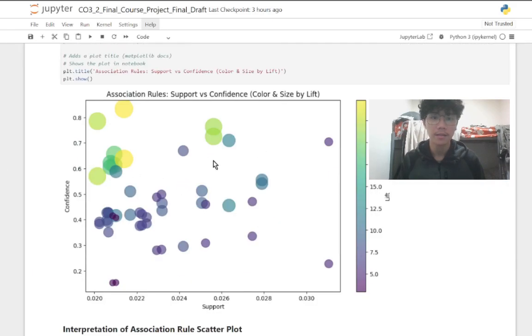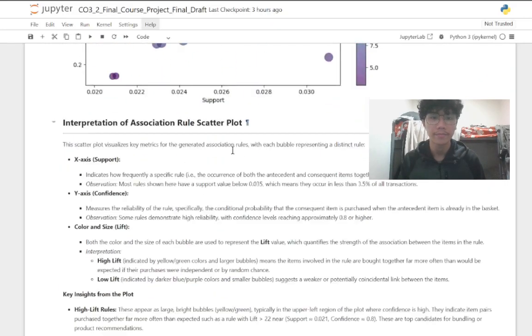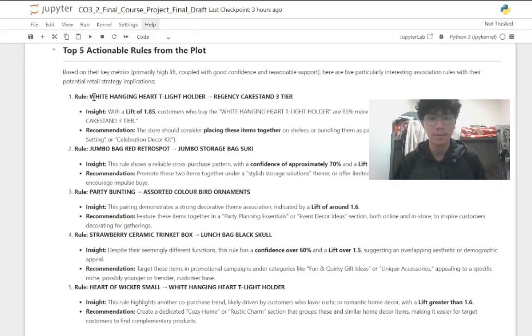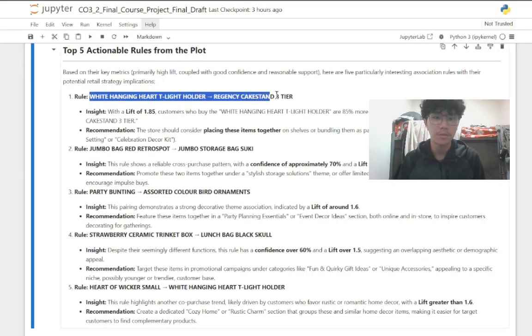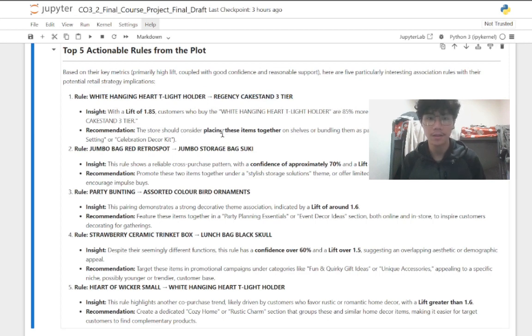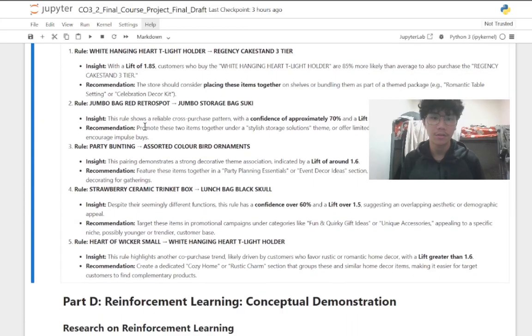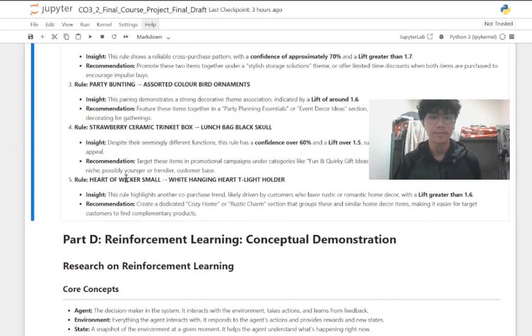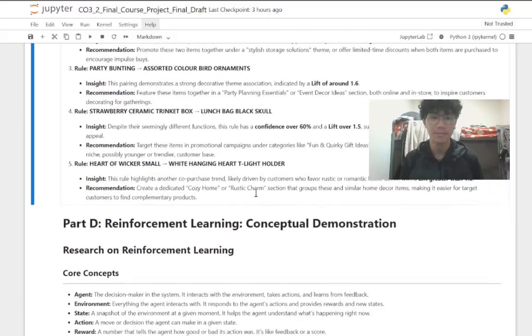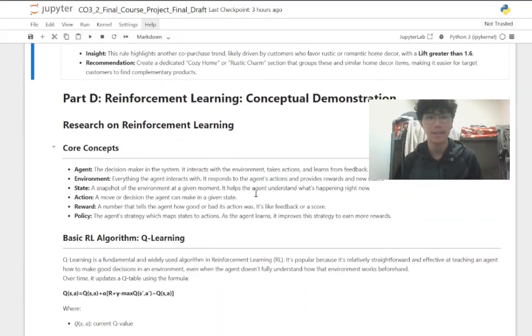Now, this scatter plot visualizes all of our rules. The large, bright yellow bubbles represent rules with high lift and high confidence, and these are our strongest, most actionable insights. And based on these, we developed 5 actionable recommendations. So for example, we suggest bundling the white hanging heart tea light holder with the Regency cake stand treater as a themed package. And for 2 different jumbo bags that are often bought together, we recommend promoting them as stylish storage solutions. That's all for part C, and moving on to parts D and E.